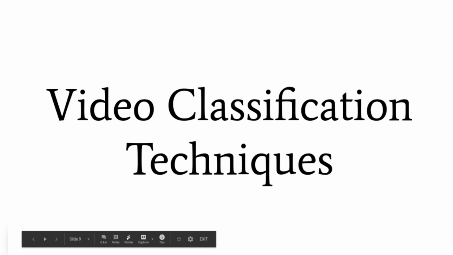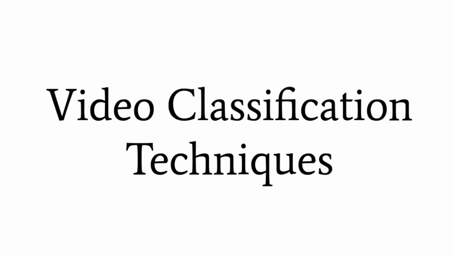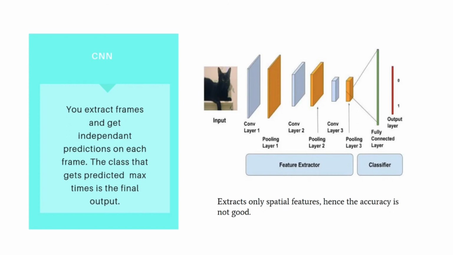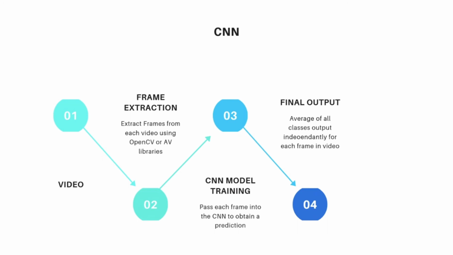So let's look at video classification techniques. Coming to video classification, what is the first approach that comes to your mind? When I think of videos, I think of them as a collection of individual frames. We can make predictions on single images. So we just have to convert our video into a series of frames and get individual predictions on each frame. The class that occurs the maximum number of times is the predicted final class. This is the CNN approach.